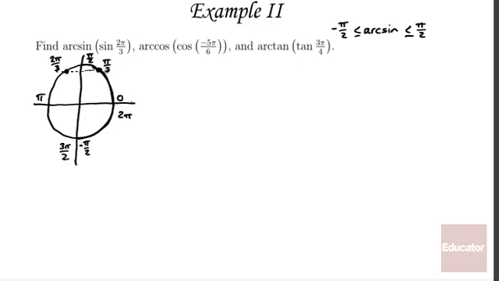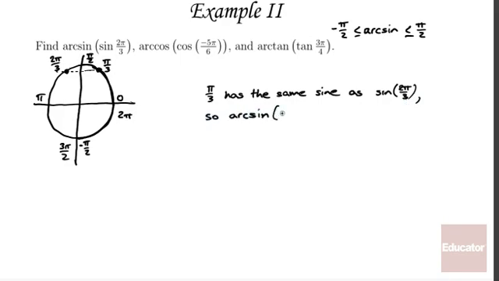That's pi over 3. So from the graph, we see that pi over 3 has the same sine as sine of 2 pi over 3. So arcsine of sine of 2 pi over 3 is pi over 3. It's an angle whose sine is the sine of 2 pi over 3. Let's try the next one.